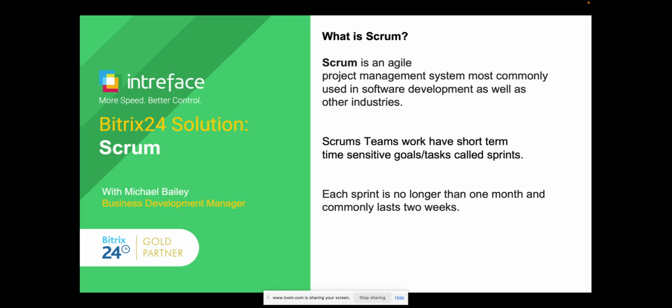Scrum is an agile project management system, most commonly used in software development as well as other industries. Scrum teams work together and have short-term, time-sensitive goals or tasks. These are often called sprints, and each sprint is no longer than 1 month and commonly lasts around 2 weeks.